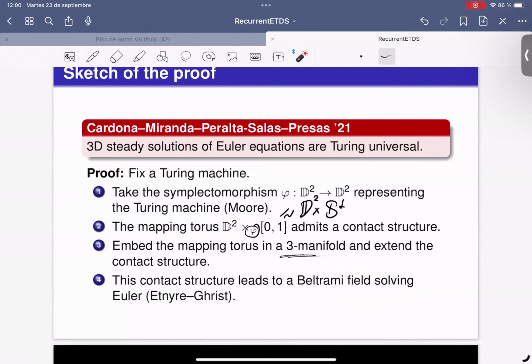Because you have a contact structure on a given three manifold, and this means that you get a Beltrami field, and this Beltrami field is a solution of the Euler equation. And inside this mapping torus, the Poincaré section is the given phi. Is it clear, the idea of the proof?